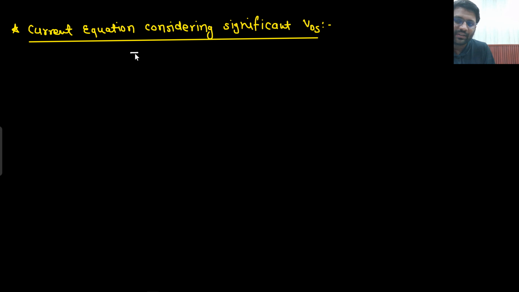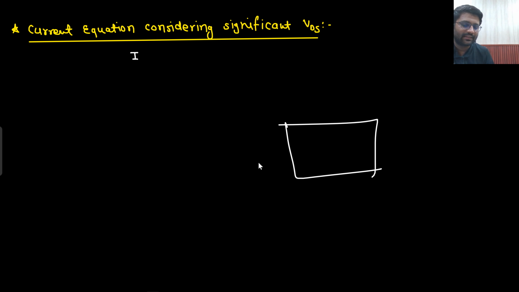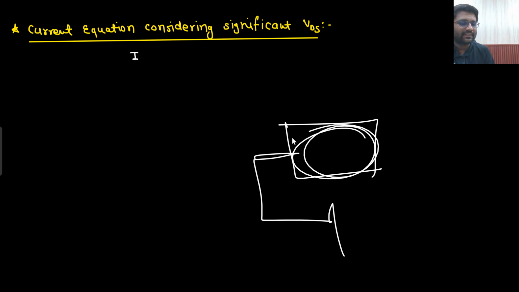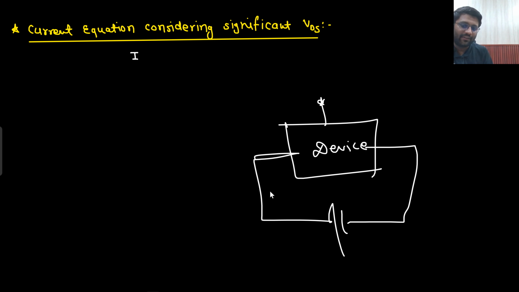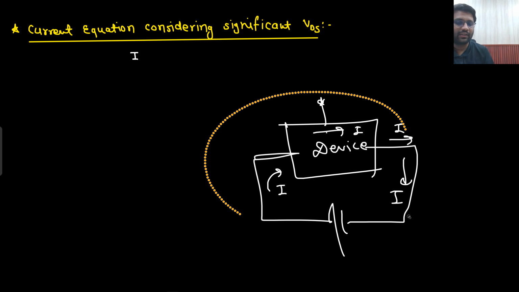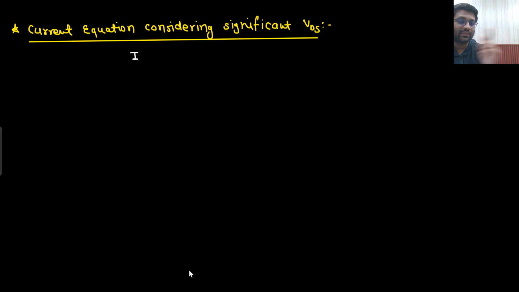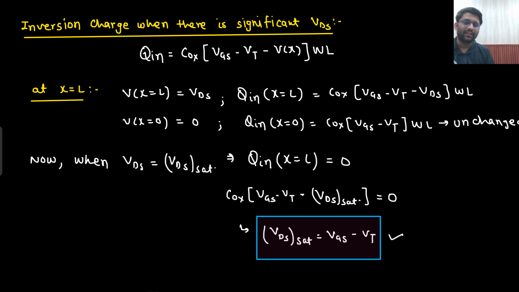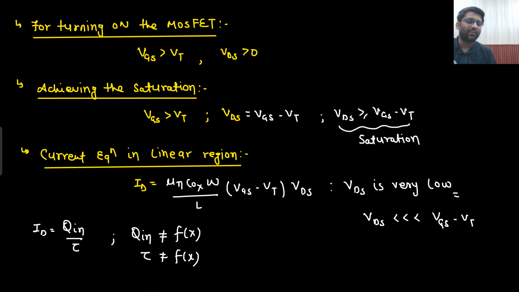So again, sir, I will write down the current. Current can never be a function of x, right? If there is a device, no matter what is happening inside the device, if current is flowing here, then here also current would flow, here also, here also, everywhere current would flow. So current can never be a function of x, right? It can be a function of time, but it can never be a function of space. X is space, right? So current can never be a function of x.